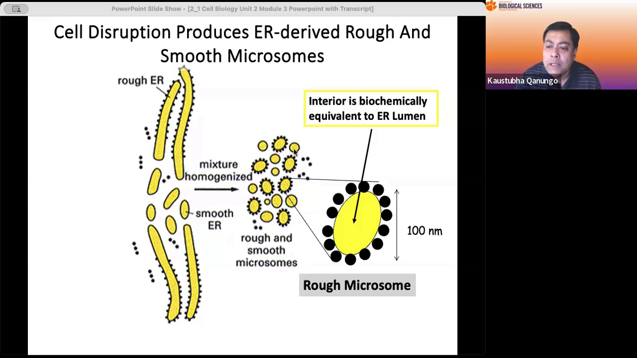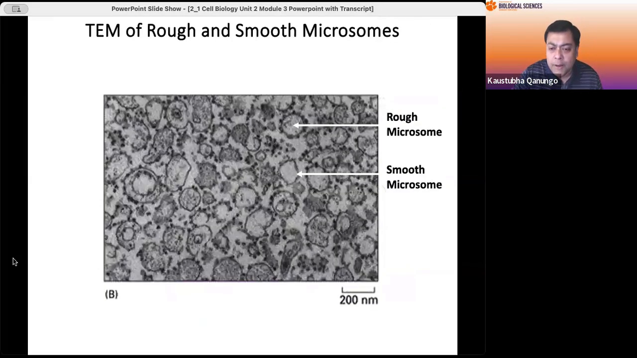They just form tiny microsomal structures instead of the long structures of the ER, and we call them microsomes. If they are studded with ribosomes, we call it a rough microsome, or it could be a smooth microsome. And this is the important part: the interior is biochemically equivalent to the ER lumen. And we can actually separate them by centrifugation. So these are a couple of pictures with that.